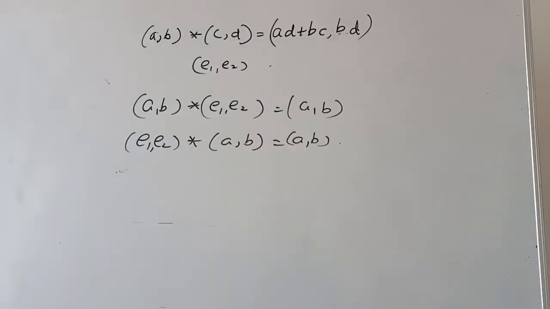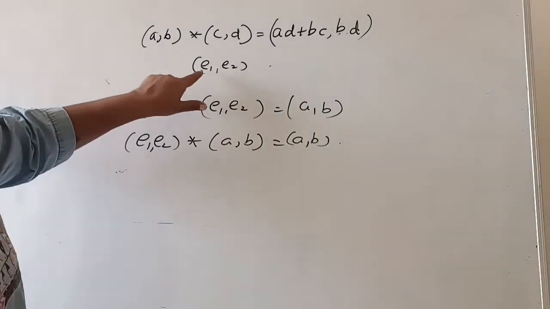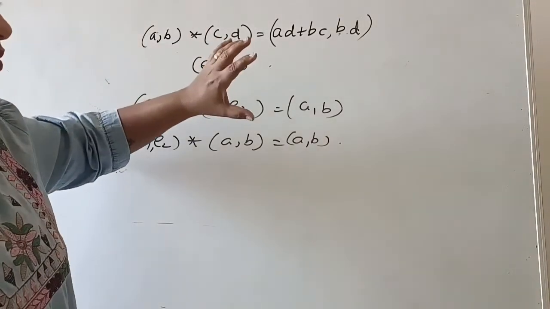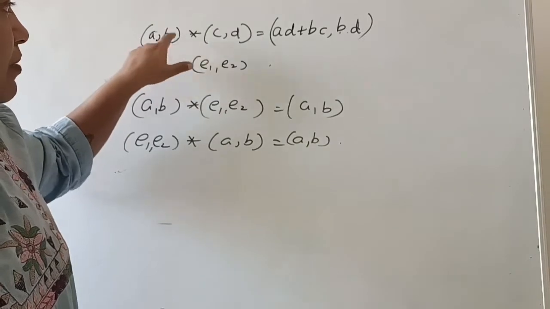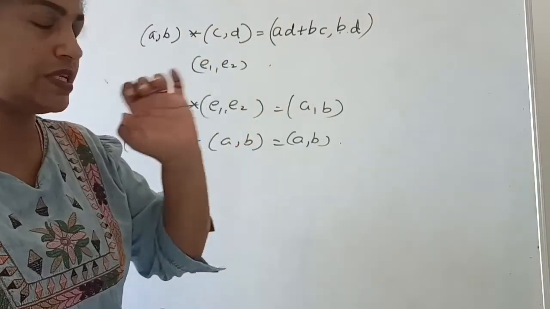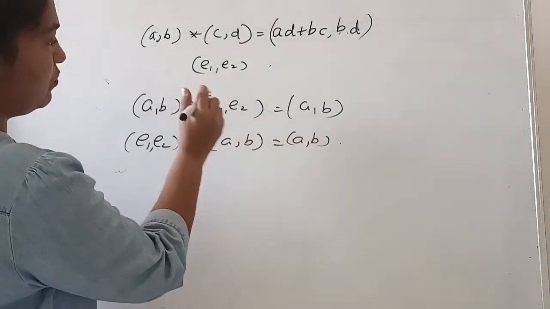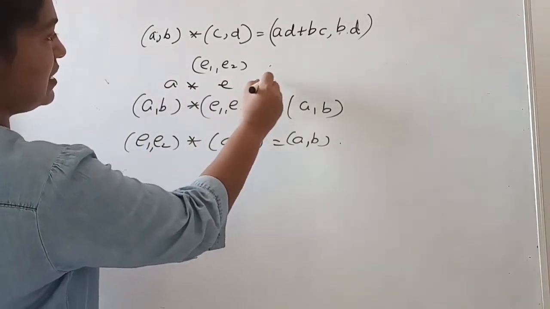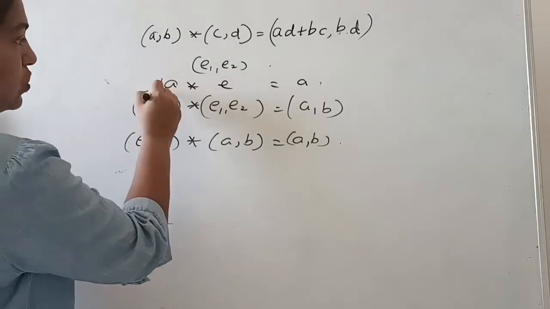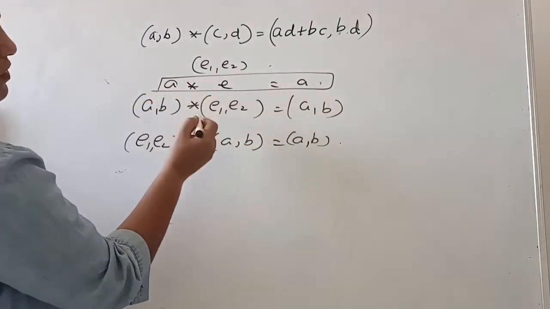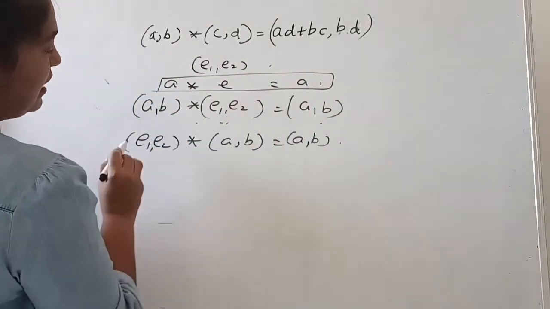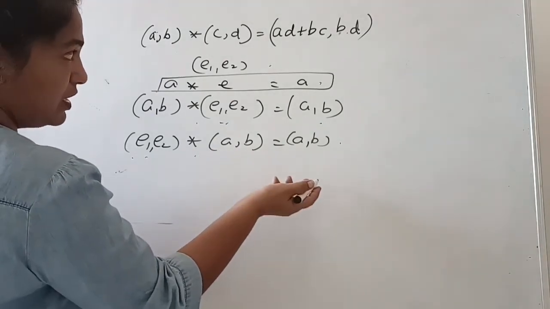I have written down the condition for the identity element to exist. Now I have taken the identity element as E1, comma, E2. The reason I have taken it as a set is because every element involved in this binary operation comes out of a set. So my condition is A, comma, B binary E1, E2. It's the same condition as A binary E is equal to A. Okay. So (A, comma, B) binary (E1, E2) should give me A, comma, B, and (E1, E2) binary (A, comma, B) should give me AB itself.